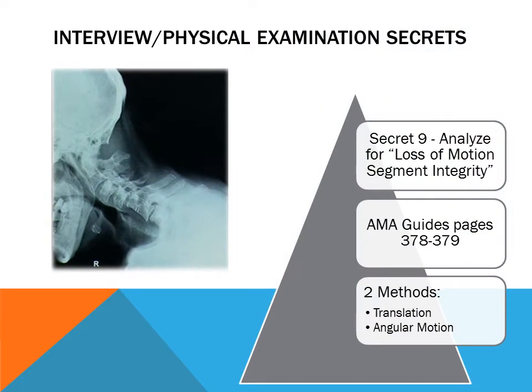Secret number 9, also a secret that involves the use of diagnostic studies. Secret number 9 is to analyze for loss of motion segment integrity.